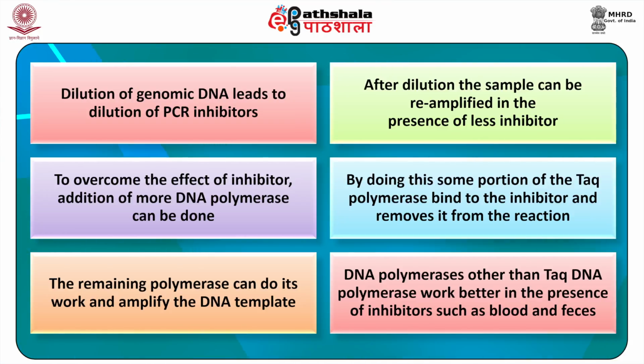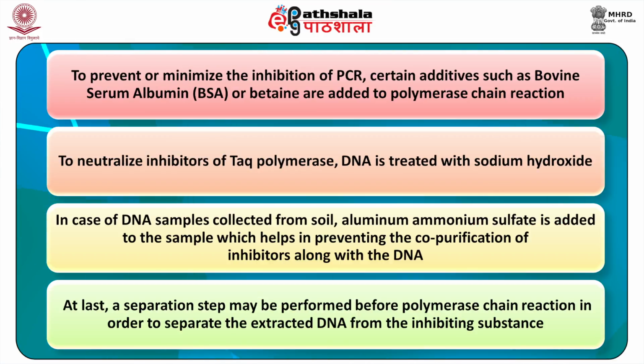DNA polymerases other than Taq DNA polymerase work better in the presence of inhibitors such as blood and fecal matter. To prevent or minimize the inhibition of PCR, certain additives such as bovine serum albumin or betaine are added to the polymerase chain reaction. To neutralize inhibitors of Taq polymerase, DNA can be treated with sodium hydroxide. In the case of a DNA sample collected from soil, ammonium sulfate is added to the sample, which helps in preventing the co-purification of inhibitors along with DNA.